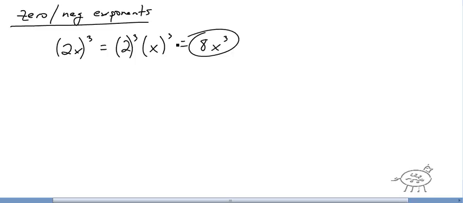That's really important, because what people do is they forget that the 2 is cubed and the x is cubed, as opposed to if I gave you 2x cubed, that 2 is not cubed. It's only affecting that x. Okay? So I just want to start that out because I think that's really important. All right, so let's talk about zero exponents.